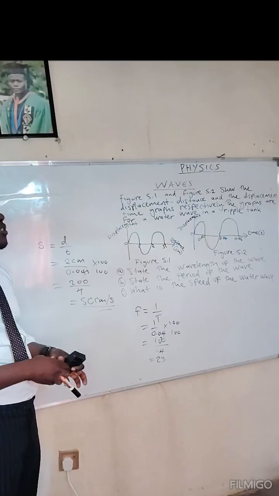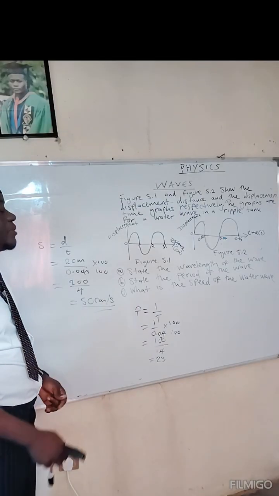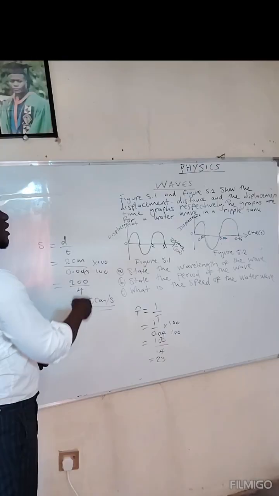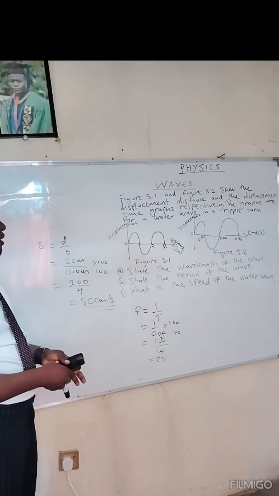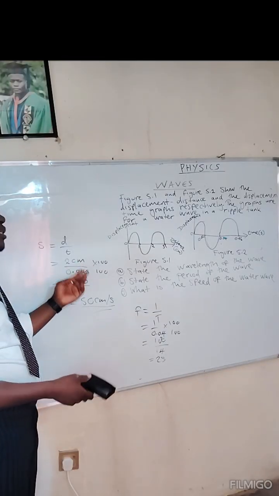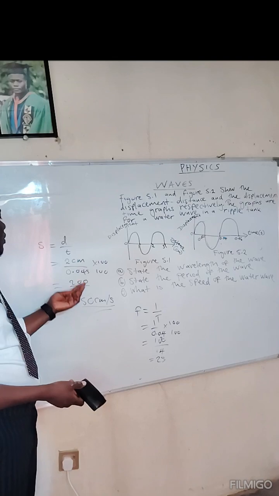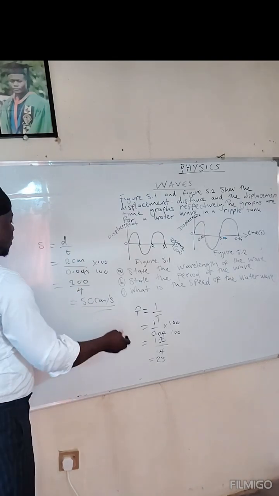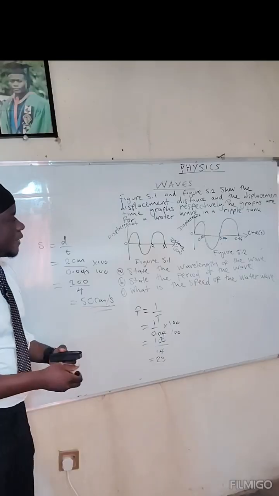If the question commands you to find speed in meter per second, meaning it was just a matter of converting 2 centimeters to meters. When you convert 2 centimeters to meters, then it's the one you use here. Then now you have meter per second. So that's the end.